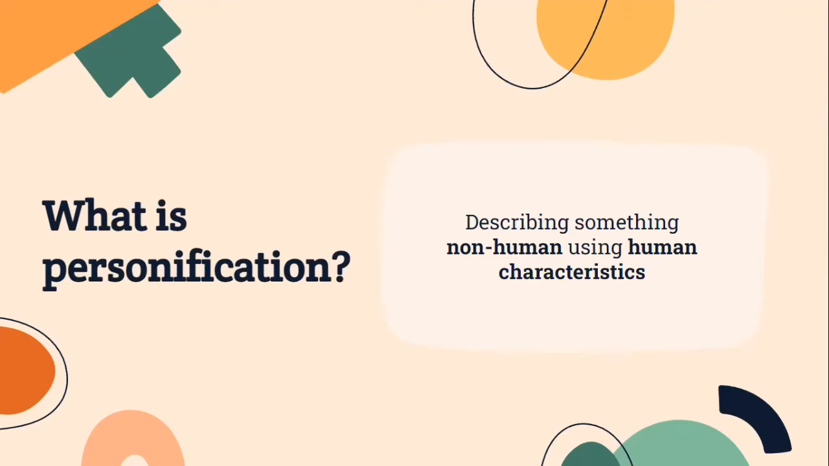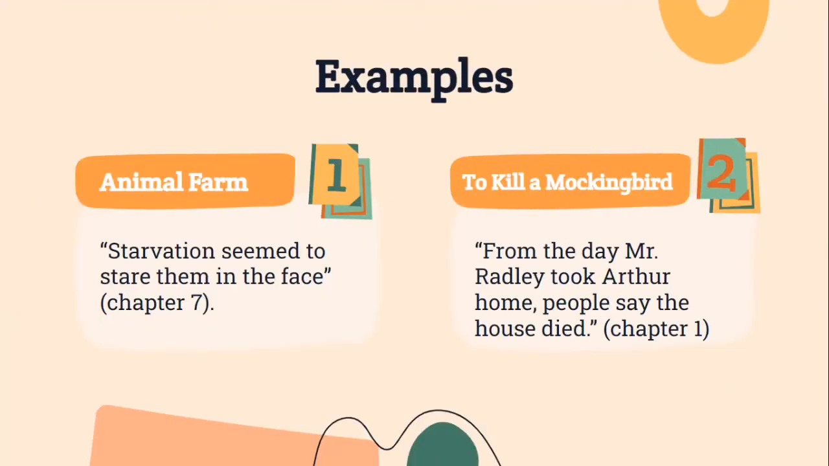For example, the lightning danced across the sky. While a lightning bolt cannot dance, it creates an image of a lightning bolt making a light show. Here are some examples from books we're going to read this year. In Animal Farm, they say starvation seemed to stare them in the face. Well, starvation doesn't actually have eyes, but it gives an amplified feeling of hunger. And in To Kill a Mockingbird, they say, from the day Mr. Radley took Arthur home, people say the house died. Well, a house cannot actually die, but it gives the image of an untidy, unlively, abandoned house.